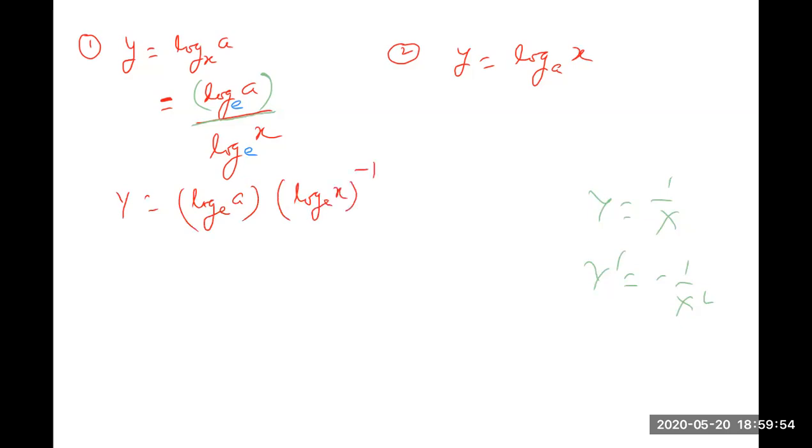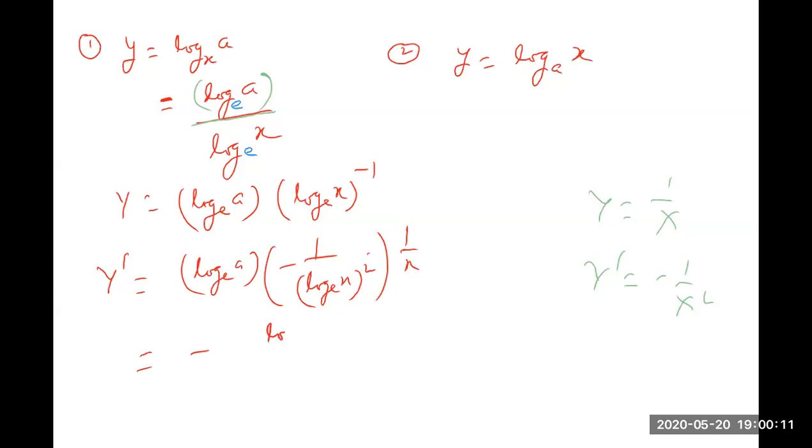Now differentiate. So y dash is equal to, this is the constant part, derivative of 1 upon x is minus 1 upon x square, log e x square into derivative of inner function 1 upon x. So this answer is equal to minus log e a upon x log x square. This will be the answer of this. First we are differentiating this power. Derivative of x raised to power n is n x raised to power n minus 1, so minus 2. So minus 1 upon this square into the derivative of inner function. What is the inner function? Log x. The derivative of log x is 1 upon x.